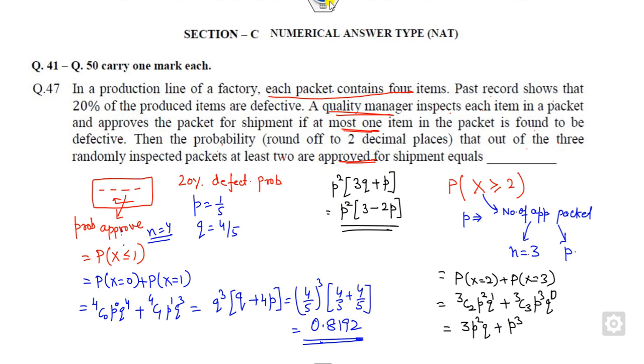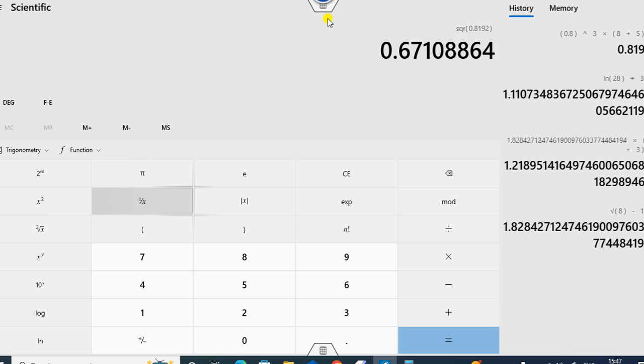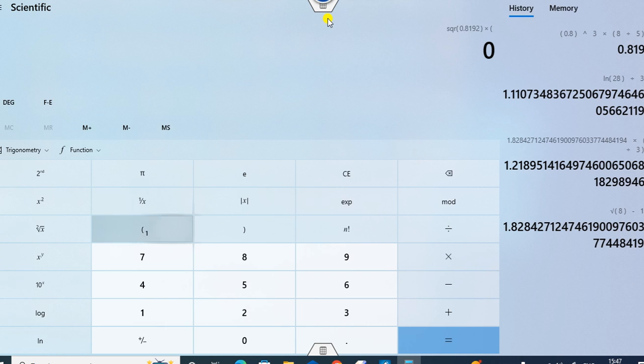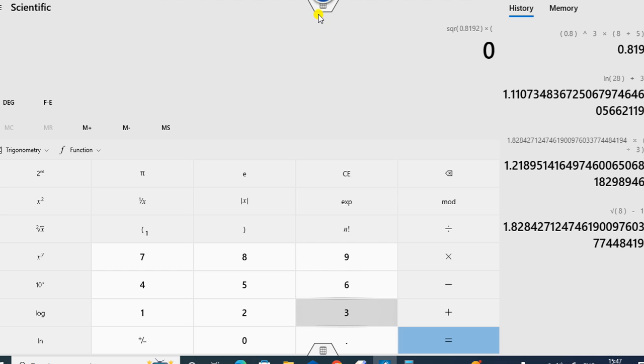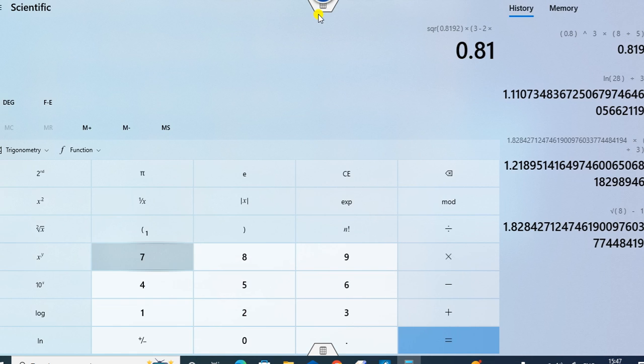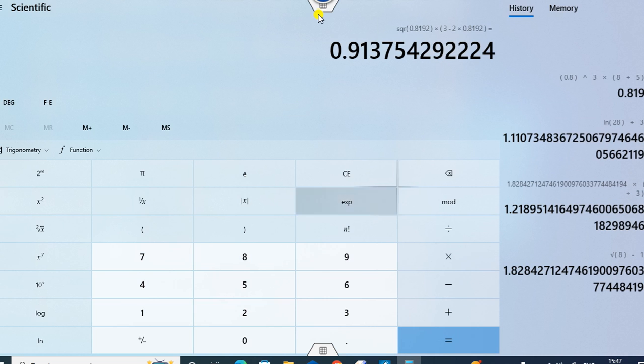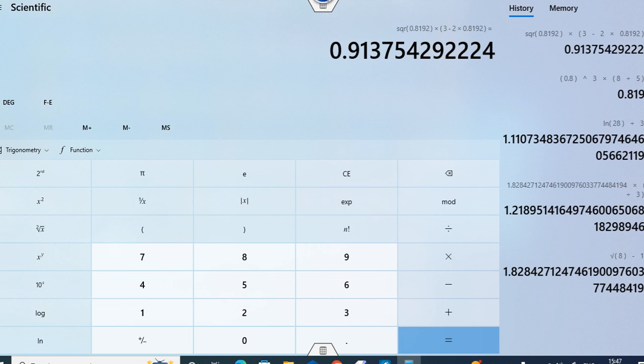I can substitute this value here. So 0.8192 squared, multiplied by the expression 3 minus 2p. So 3 minus 2 multiplied by 0.8192. I can close this bracket. So the right answer is 0.91375.